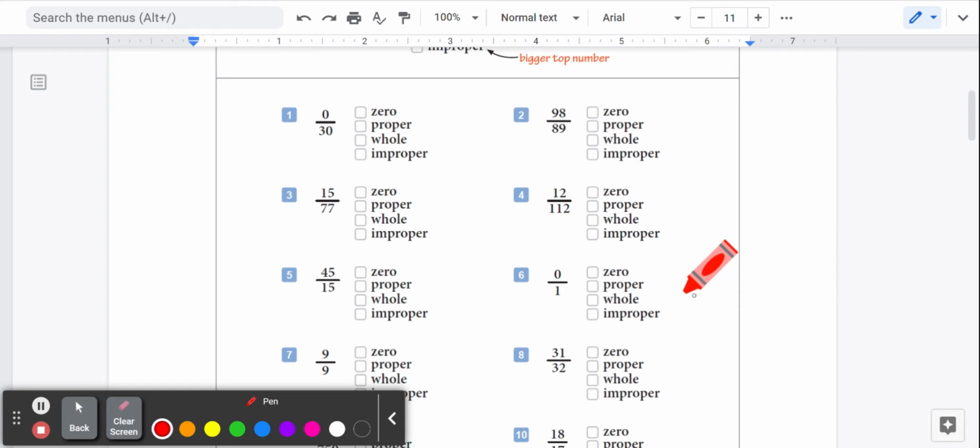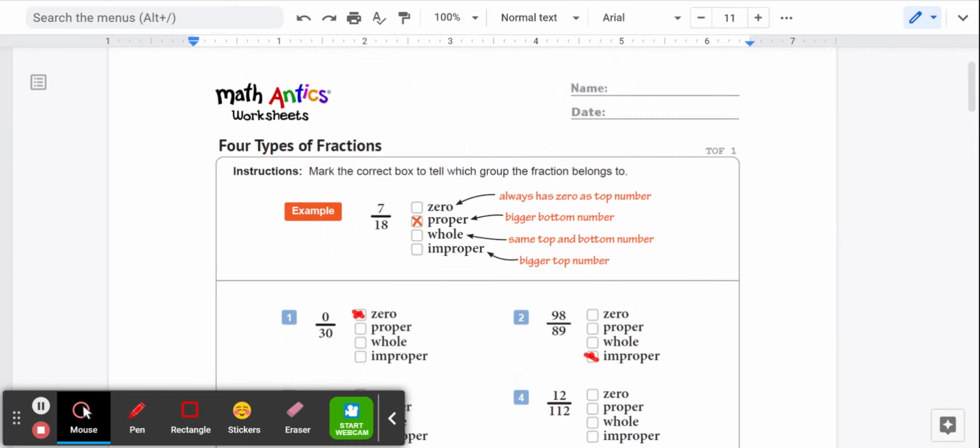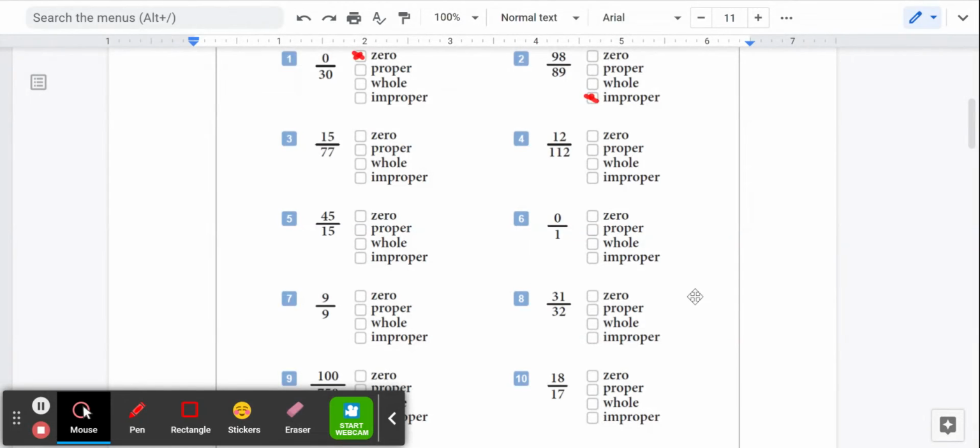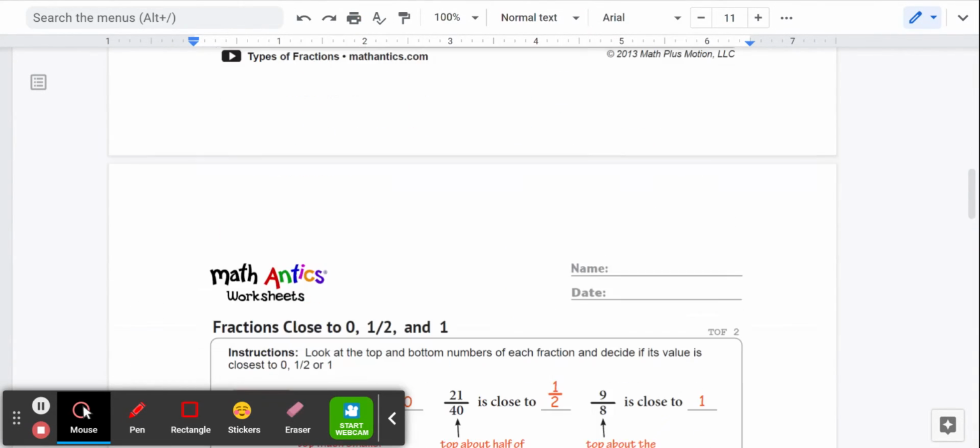So number one, there's a zero on top, and as soon as there's a zero on top, that's going to make it a zero fraction. Number two, I look at 98, 89. Well, my numerator is bigger than my denominator, right? The top number is bigger than the bottom, so that's going to make it improper. So I'm just going to automatically put that one in there, right? So you're just marking what each one is, and like I said before, you can always go back up here to reference it. Easy peasy.